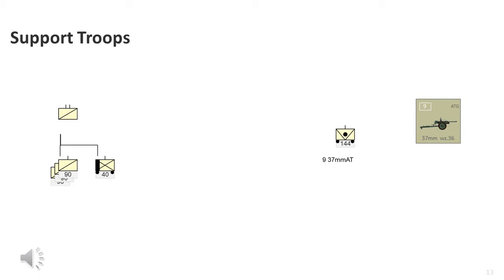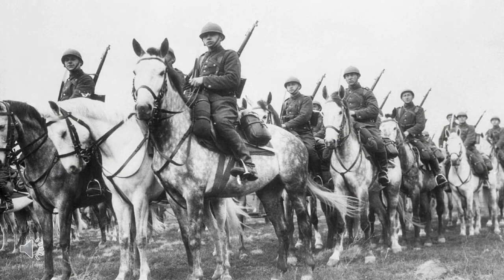Supporting the division was a cavalry reconnaissance battalion and an anti-tank battery armed with 37mm anti-tank guns. I'm uncertain how many divisions contained this anti-tank formation. Based on the total number of guns, I suspect all of them could have, in theory, had this additional anti-tank battery. The second most important component in the Polish army was its cavalry brigades.